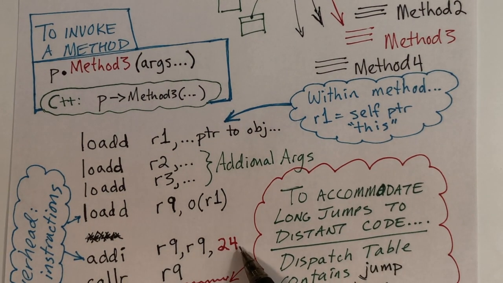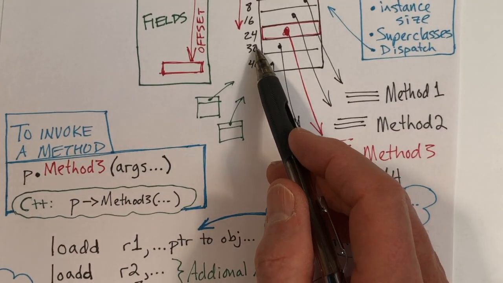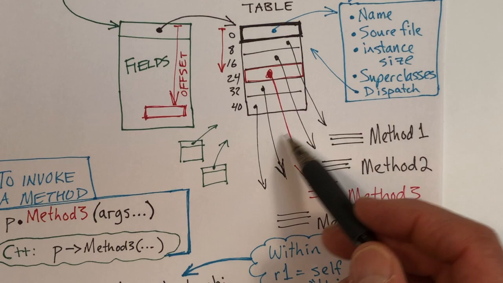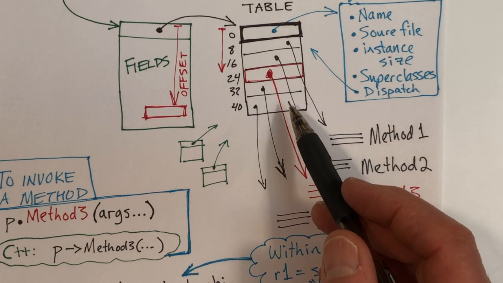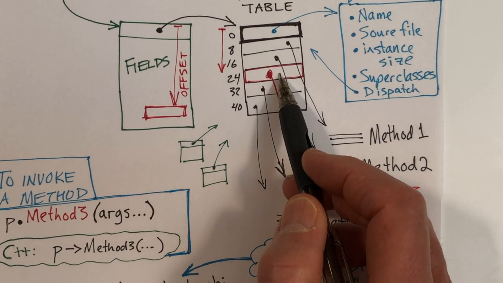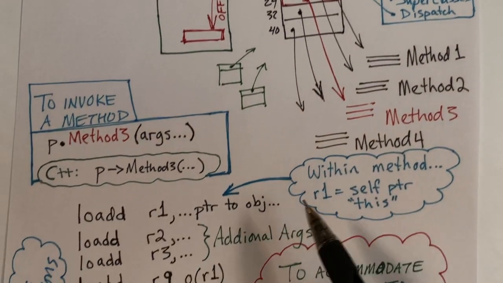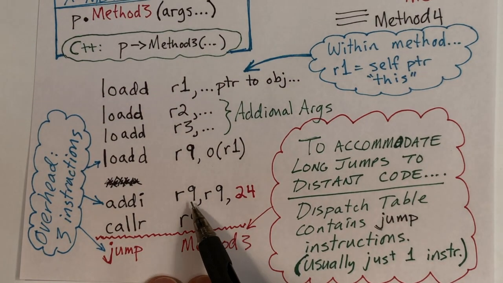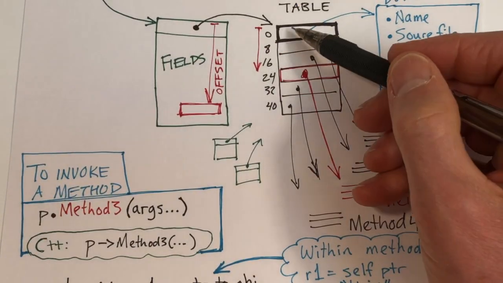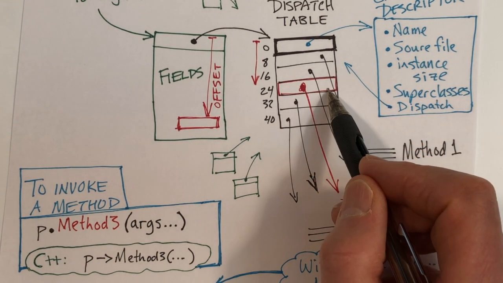Next, it depends on which method we're calling. In this case, we're calling method 3, and that's located at offset 24. The compiler would know this and compute these offsets. The compiler figures out where each method will go in the dispatch tables. So the compiler will know that at offset 24, the 4th entry in the table, a jump instruction will exist that will jump to method 3. So the compiler generates this instruction, which adds the offset to register 9. Register 9 starts by pointing to the dispatch table, and after adding 24, it points to this double word here.